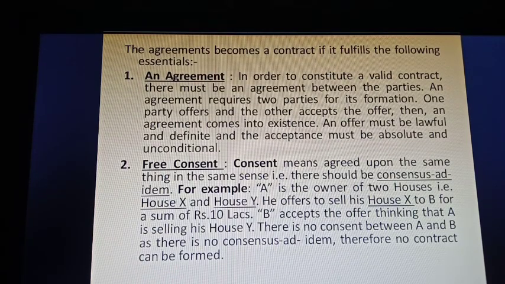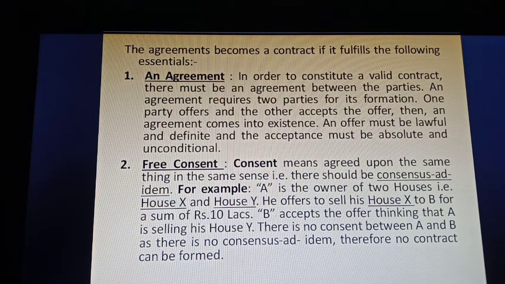So now let us study the essentials of the contract one by one. The first essential is that there must be an agreement. In order to constitute a valid contract, there must be an agreement between the parties in existence. An agreement requires two parties for its formation, in which one party gives the offer to the other person and the other person accepts the offer, then an agreement comes into existence.